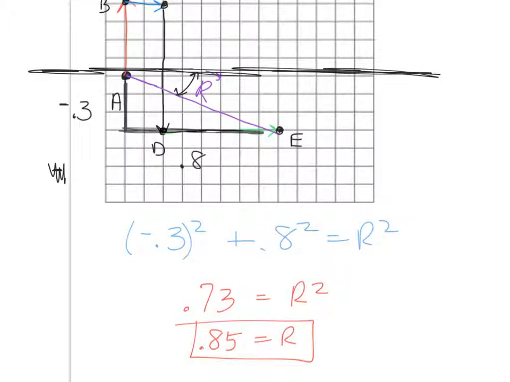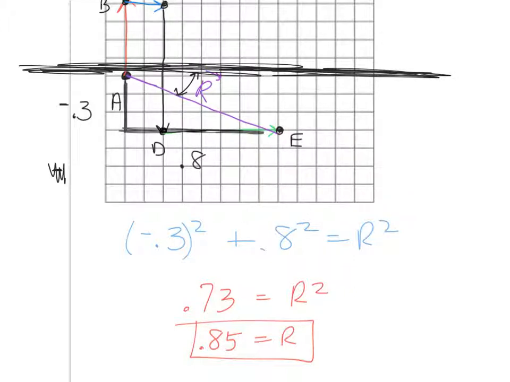But again, we want the angle theta, T-H-E-T-A, and you should write this in words, it's just a symbol. You want the angle theta between the horizontal line that goes through the starting point, that I just drew in here, and the resultant. That's the angle you're always looking for. Not the angle between the vertical and the resultant. Again, this angle right here.